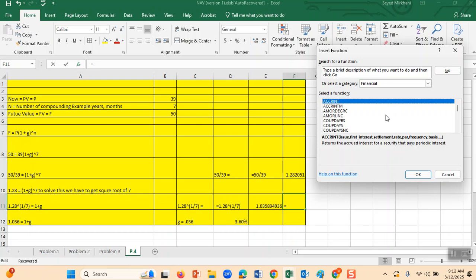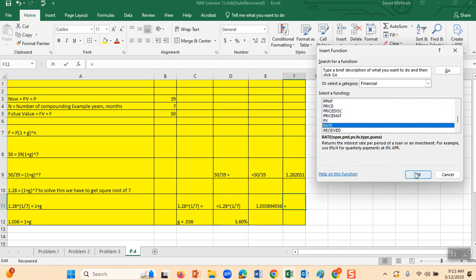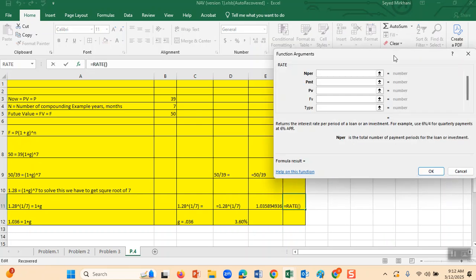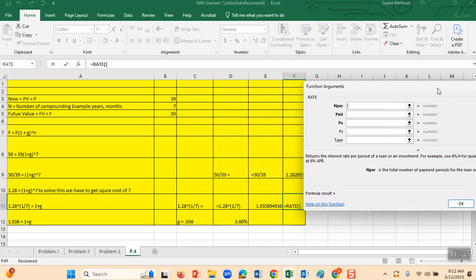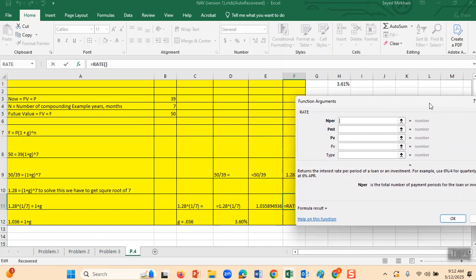Excel is asking me, what do you want to calculate? I'm saying to Excel, I want to calculate my rate. Do you see here is written rate? I click OK. Now Excel is asking, what is the number of periods that you are going to calculate? You all know how many years that is. You know from here, it is 7. Therefore, I put 7, although I could click there.